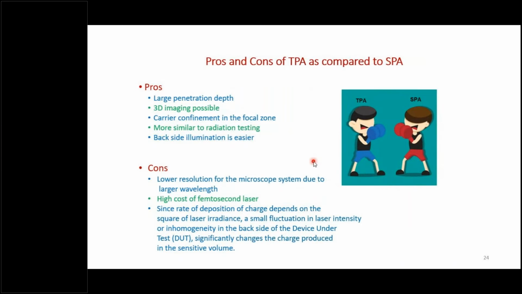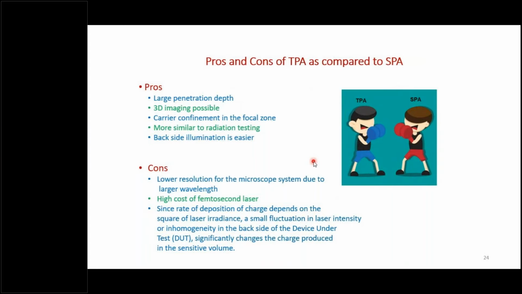So once again, let's compare TPA and SPA. The advantages of TPA over SPA: large penetration depths, because you could reach any point without creating electron hole pairs along the way; 3D imaging is possible; carrier confinement in the focal zone; more similar to radiation testing; and backside illumination is easier. But what about the downside of this? Because you're using a longer wavelength, due to the diffraction limit you have a longer or bigger spot, which would reduce your resolution. So your resolution would suffer there.